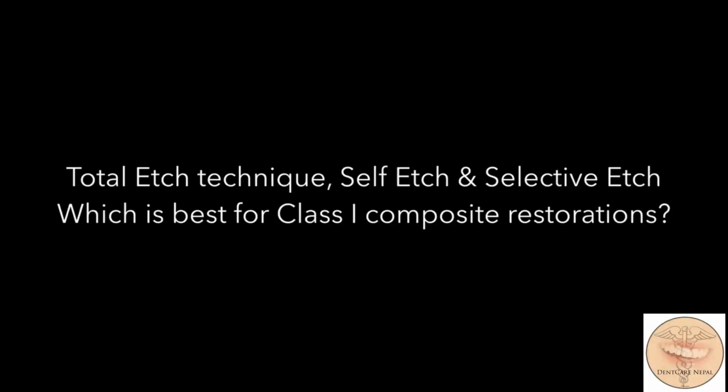Moving towards the etching and bonding technique, which is the most ideal: total etch, self etch, or selective etch? Which is best for class 1 composite restoration? For enamel, we discussed already that enamel is a highly mineralized structure. For that, we need the strongest acid, and that acid is only available in the form of total etch and selective etch. Selective etch means we just etch the enamel and then we need a separate system for dentin, and that is self etch. So for enamel, selective etch, and for dentin, self etch.